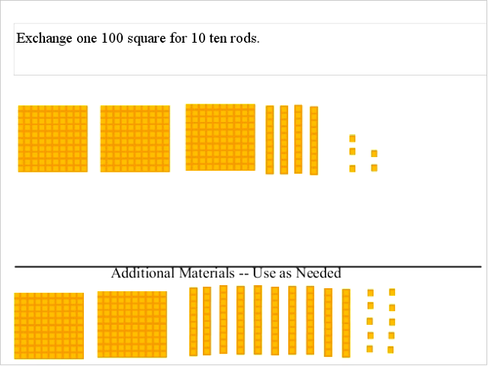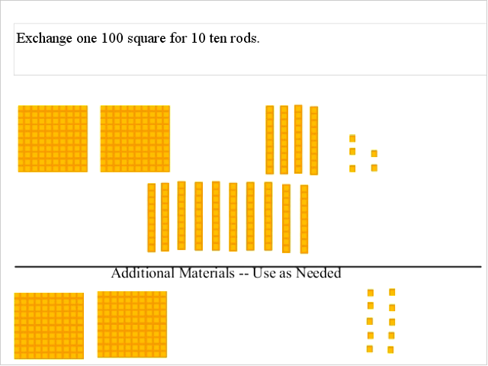You see this on the screen. Exchange 100 square for 10 rods. So what you would do is you would highlight the square, you would delete it, and I'm deleting my objects by right-clicking. And whoops, I just deleted my object. There it goes. And now I need what? 10 rods. So down here I would highlight 10 of them and move them into my workspace.